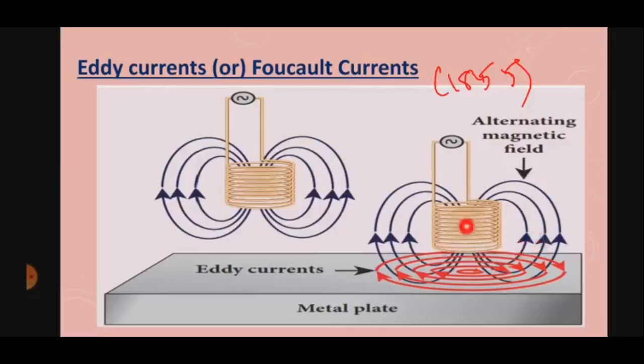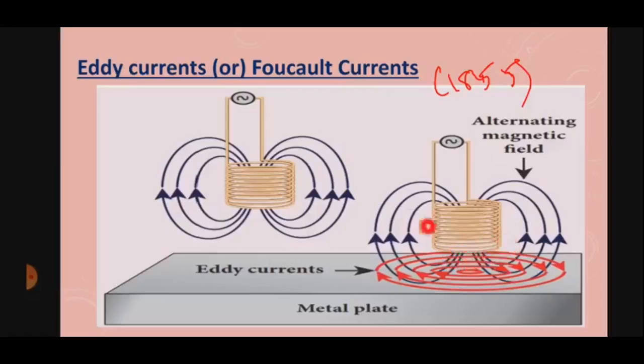So what will happen here? If electromagnetic induction takes place in a metal plate, the induced current flows in a circular path. That is, the path of the induced current is similar to that of the eddies of water, or in the form of a whirlpool. Understand? This current, which is in the shape of eddies, is called eddy current.